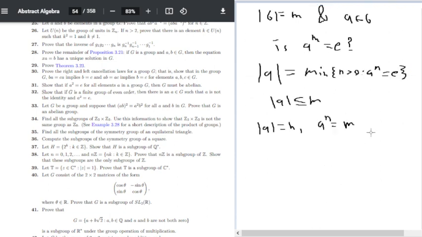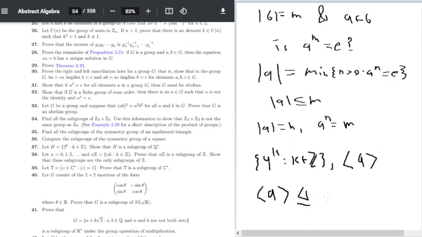One way of saying that is that, first of all, the set of all a to the k for k in Z will be a subgroup, which we'll denote by this. Because if the order of a is n, then a to the n equals e, then a to the n minus 1 is the inverse, or a to the k, and the other stuff that's inherent from the group operations of multiplication. So we have a group. So the subgroup generated by a is a subgroup of G.